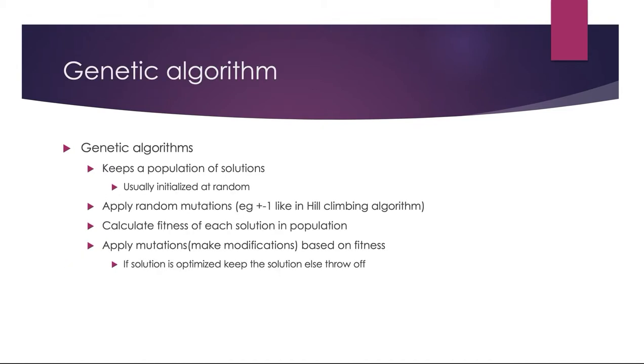Then we have the genetic algorithm which is used by evosuite for creating the test suites. In brief, this keeps a population of solutions. Solutions here means test case sets. It first initializes a random test case and then applies mutations randomly, like incrementing or decrementing an integer, adding or removing a statement, and then calculates the fitness function for each solution. Apply back the mutations based on the fitness values. If the solution is optimized, then the solution is kept, or else it is thrown off.